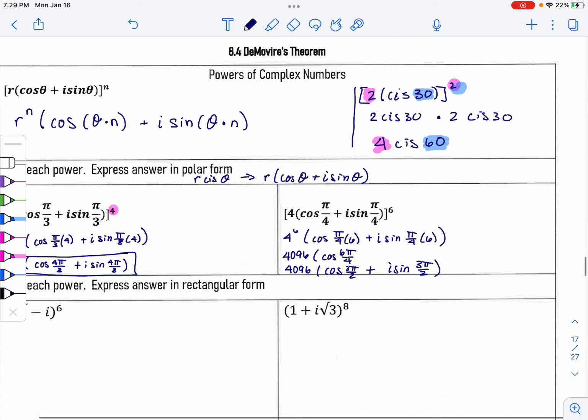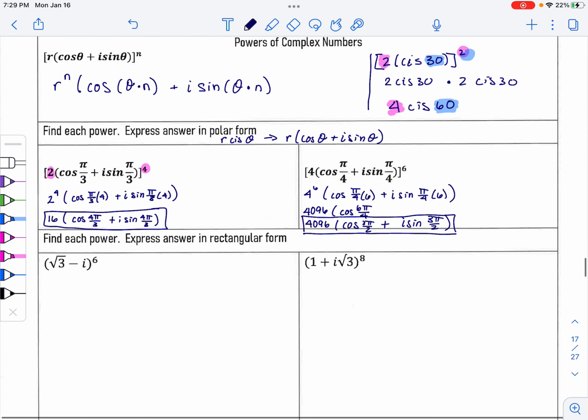Now, if I asked you to switch that into rectangular, hopefully you see 3 pi over 2. That is your negative y-axis. So those would be really nice quadrantals to work with.